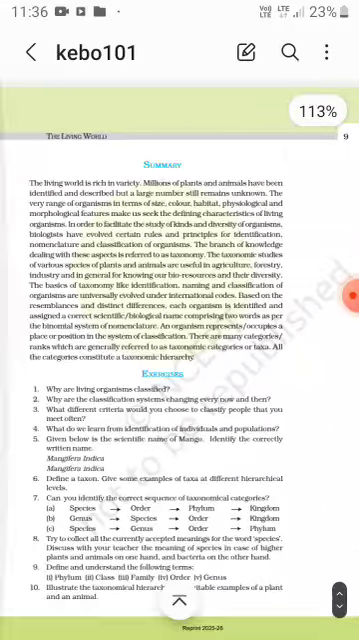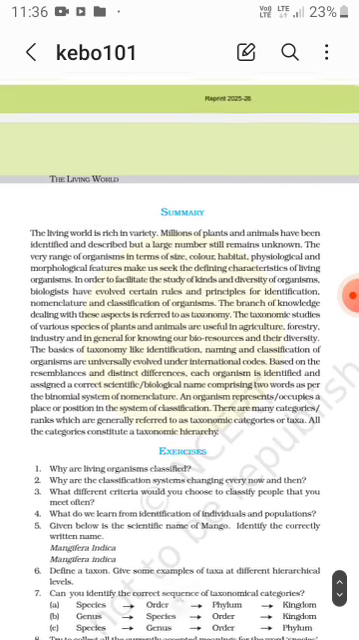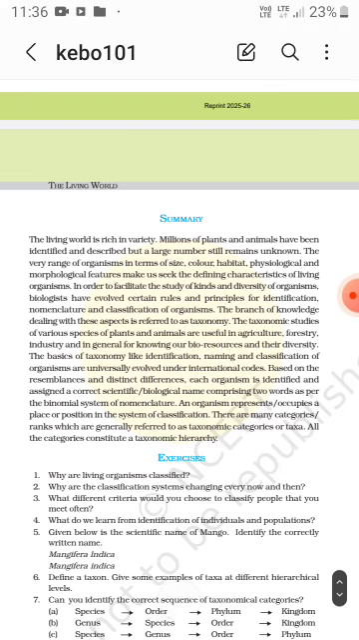So, coming to the summary. The living world is rich in variety. Millions of plants and animals have been identified and described. The number is 1.7 to 1.8 million. Okay, remember that. And described, but a large number still remains unknown.